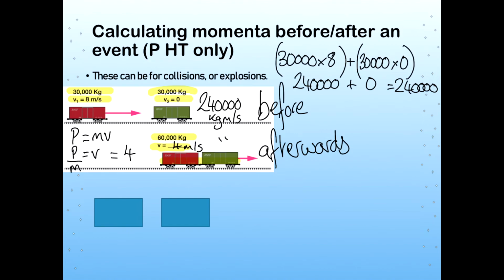And you can see a bit of logic here. It's always worth checking your answers with a bit of logic. You've got one cart colliding with another. One is going at 8 meters per second, the other is going at 0.